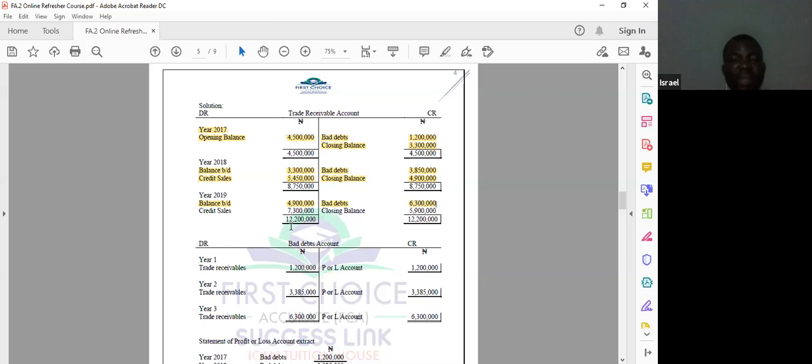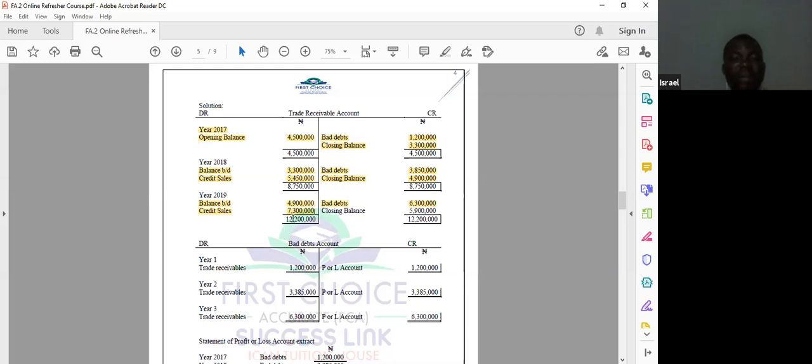So after that, I'll look at what the question is telling me, that at the end of year 2019, my total debt figure is 12.2. If that is the case, it means that I've added credit sales in the year. So I'll say 12.2 minus 4.9, and that will give me the difference, my credit sales, which is 7.3.